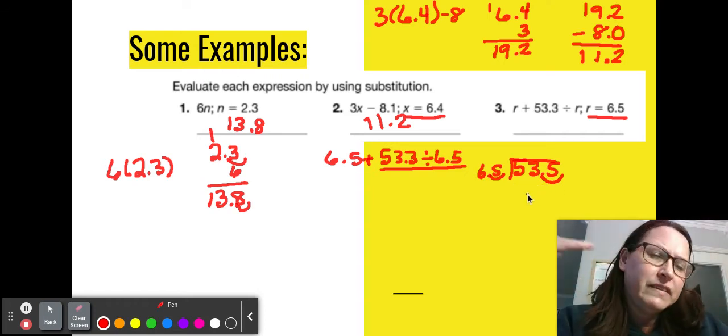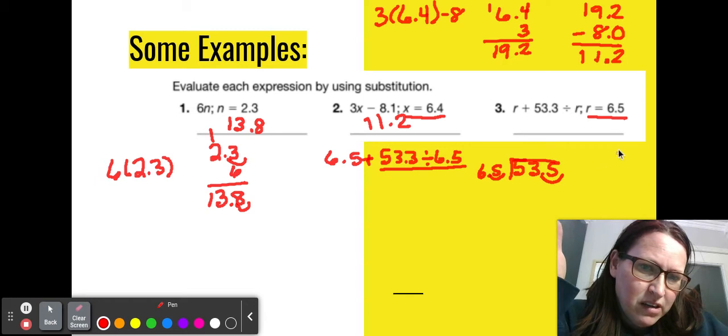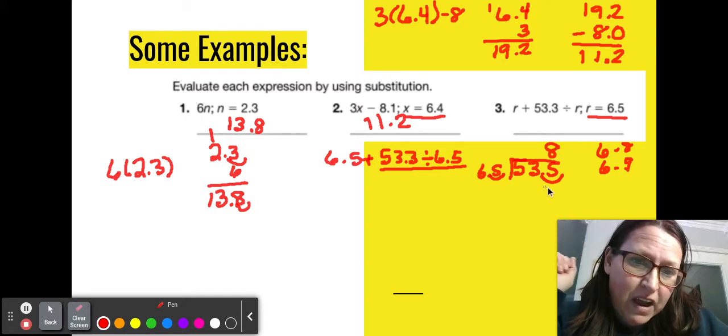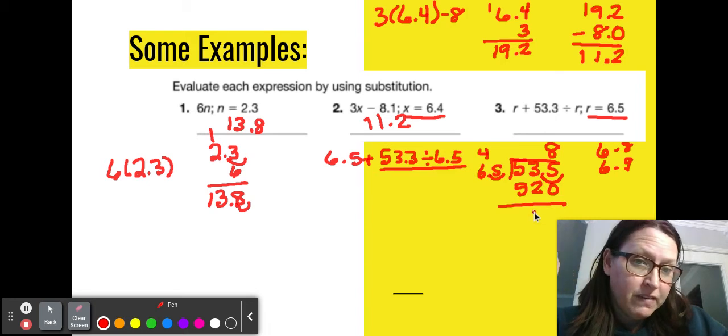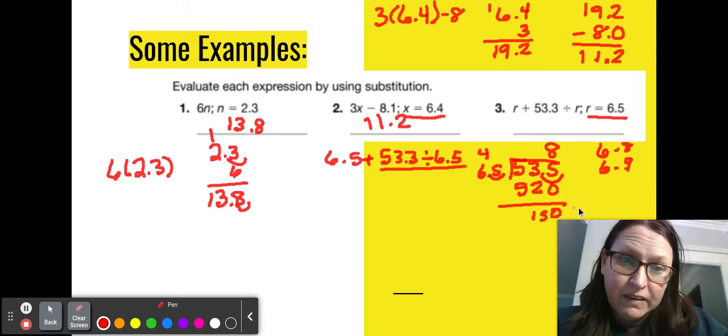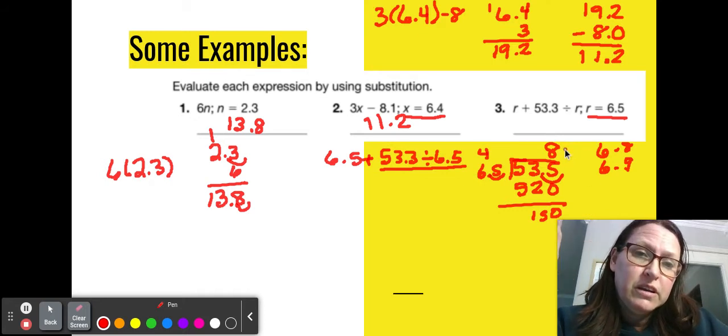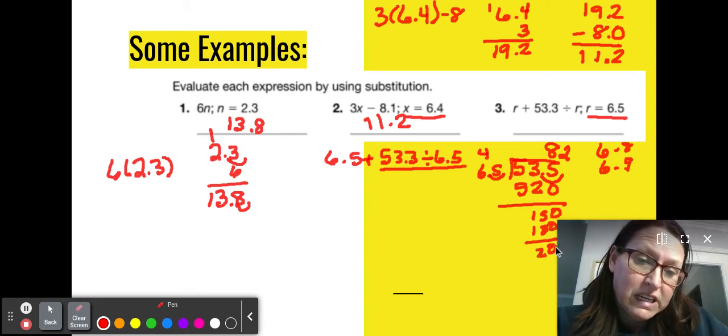Well, I know that 6 times 8 is 48. 6 times 9 is 54. So it's going to have to be 8. So 8 times 5 is 40. 8 times 6, 48, 49, 50, 51, 52. 535 minus 520 is 15, and I'm bringing down a 0. 6 times 2 would give me 130. 130 would give me 20.